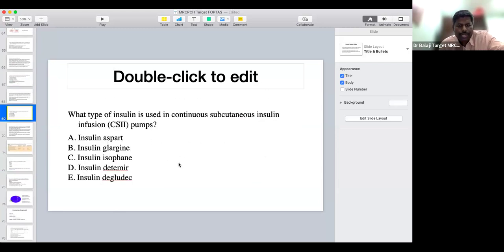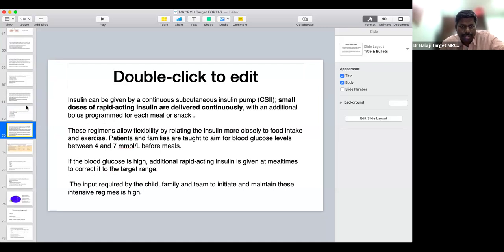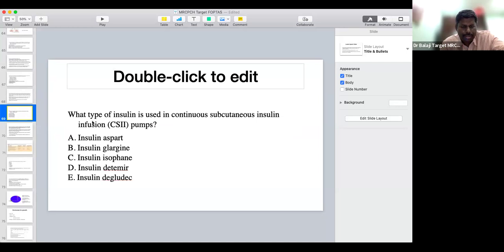Then regarding types of insulin, they keep asking about the types of insulin in the exam. What type of insulin is used in a continuous subcutaneous insulin pump? You should understand that we use only the rapid acting type in the pumps. Okay, so insulin aspart is the one used. It's not the long acting glargine, isophane, etc.